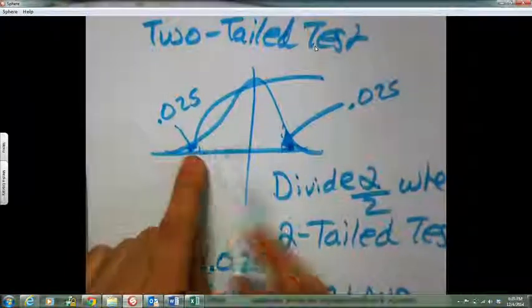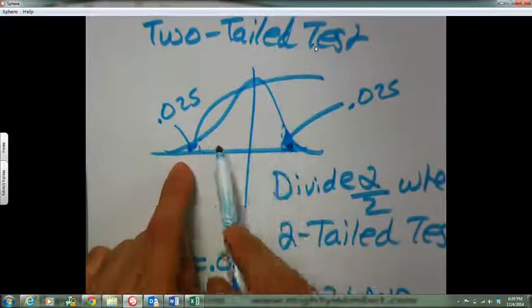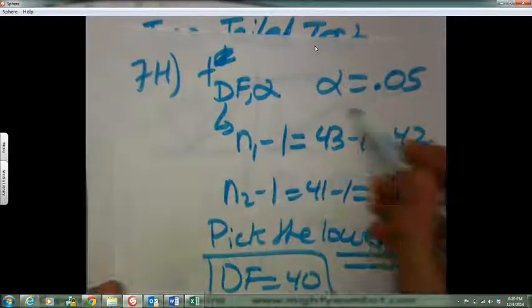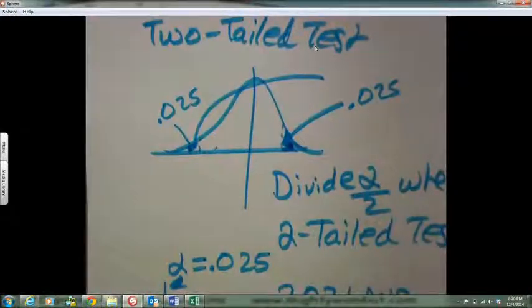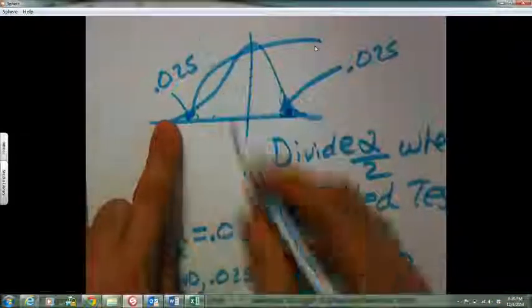Because it's a two-tailed test, we had to split the significance level in half. Because it was a two-sample test, we had to check the degrees of freedom for both and pick the lower one. And then, because it was a two-tailed test, we have to have the positive and the negative critical value. Let me stop here.